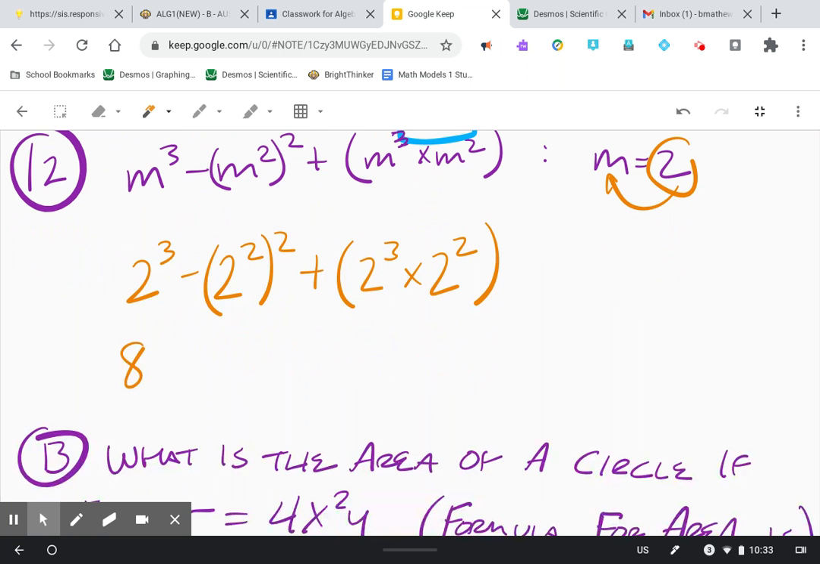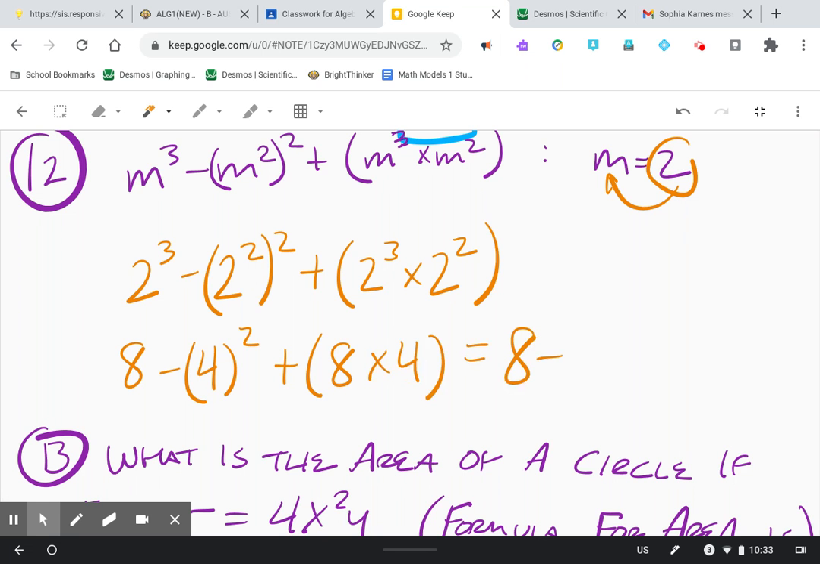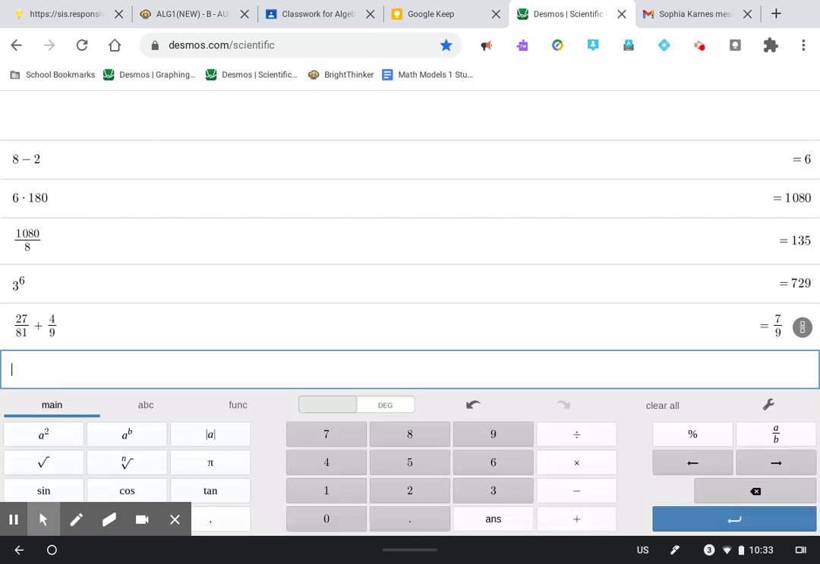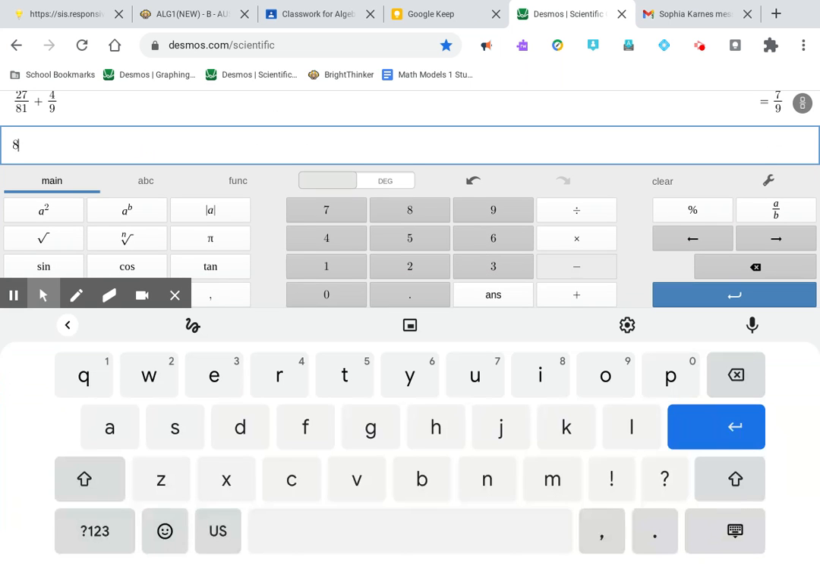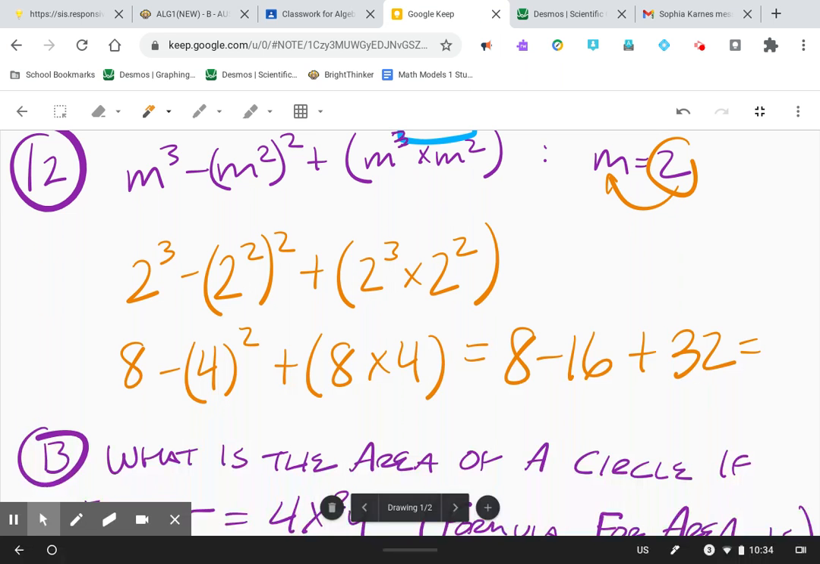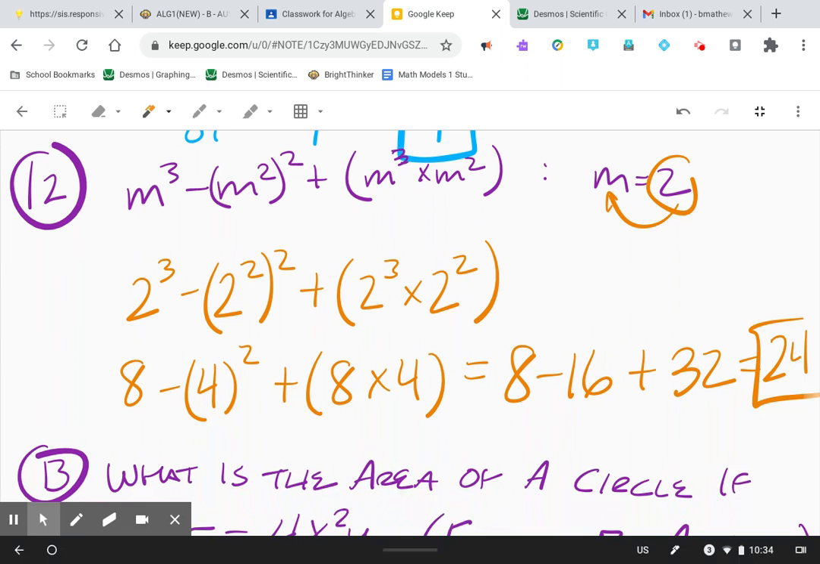2 to the third is 8 minus 4 squared plus 8 times 4. Keep working it out. 8 minus 16 plus 8 times 4 is 32. 8 minus 16 plus 32. That one's pretty simple. 8 minus 16 plus 32 is 24. And that's the final answer there.